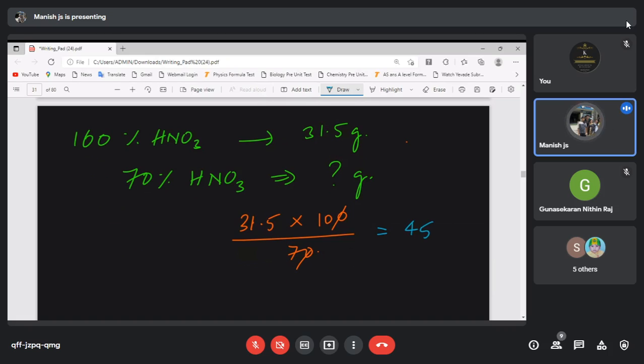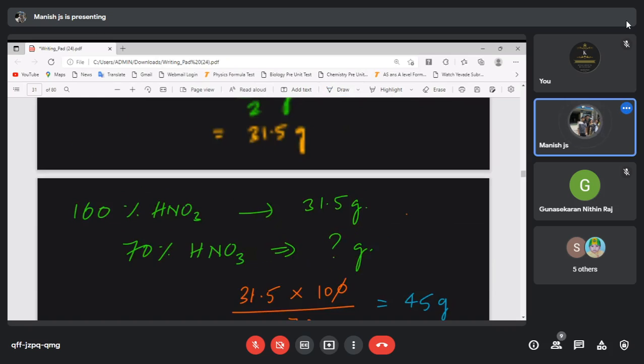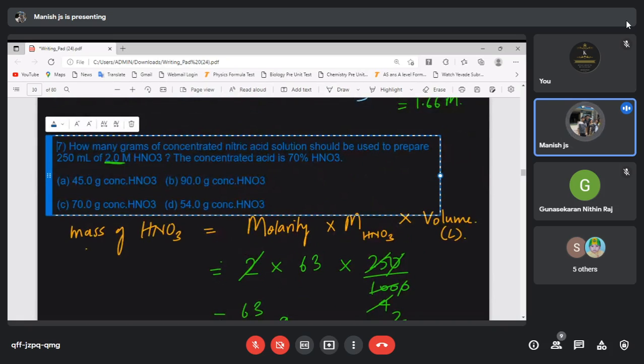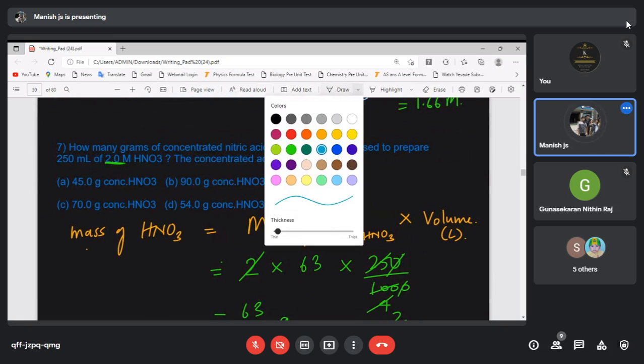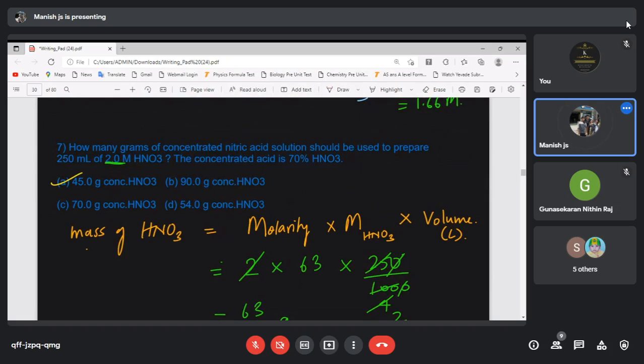45. So 45 grams concentration of HNO3. So which is the option? Our option is option A. First one is the answer. So 45 grams is the concentration which is there. Concentration of the nitric acid.